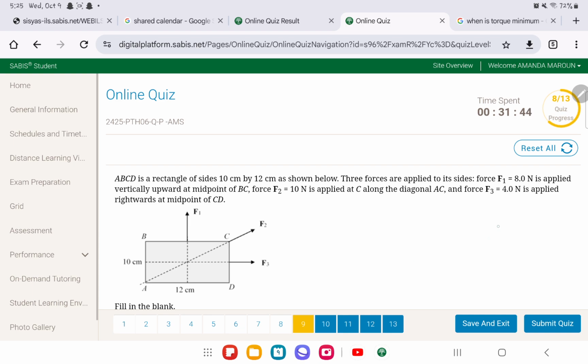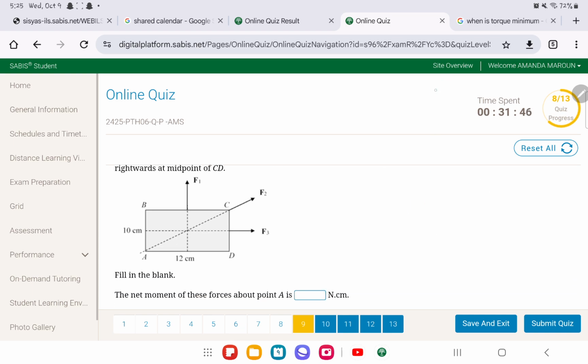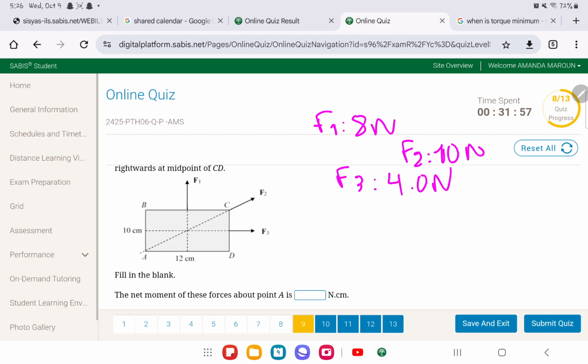So let's write the forces. Force 1 is 8 newtons, force 2 is 10 newtons, and force 3 is 4 newtons. Now the net moment of these forces, we're going to start by calculating the moment of F1, and then add it to the moment of F2, and then finally to the moment of F3. First, let's prolongate F1. You will see it's not passing through our axis, because they said the moment is about point A. So we can use it.